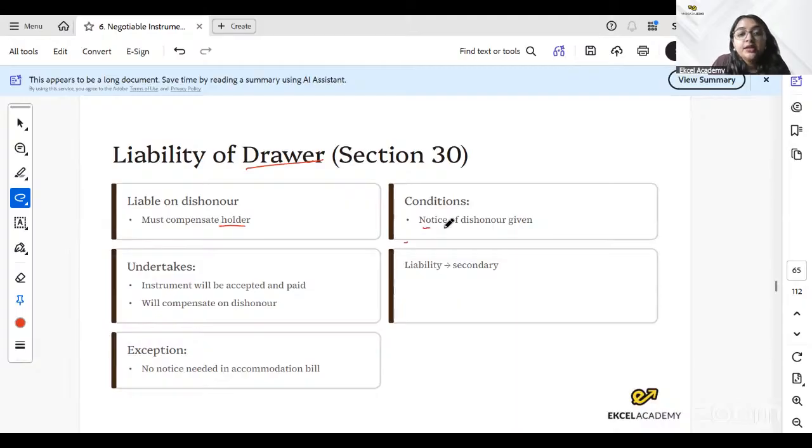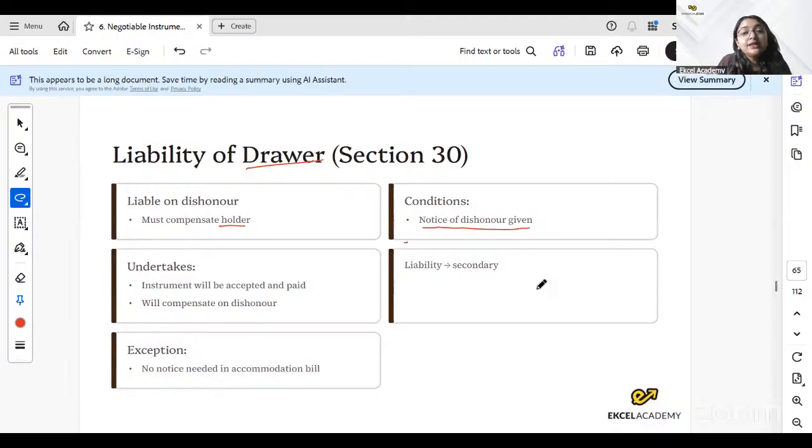And notice of dishonor should be given. That is, your bank should have informed you that your check has been dishonored, right? Often these days you have an SMS alert which is coming in, right? Every time an amount is credited, there's an SMS alert. Every time an amount is debited. So the bank is giving a notice of dishonor to you by sending an SMS saying your check is bounced and it did not clear through.